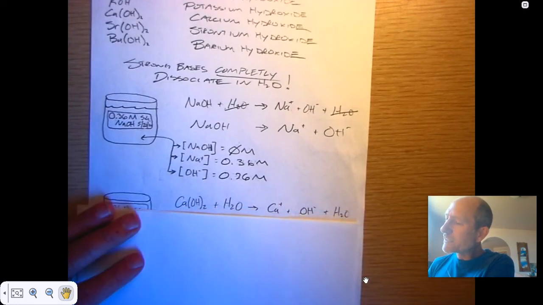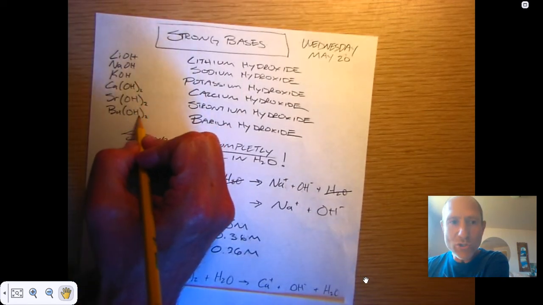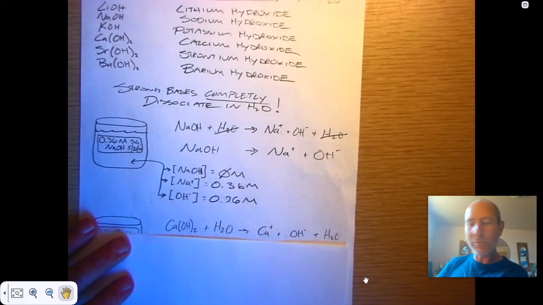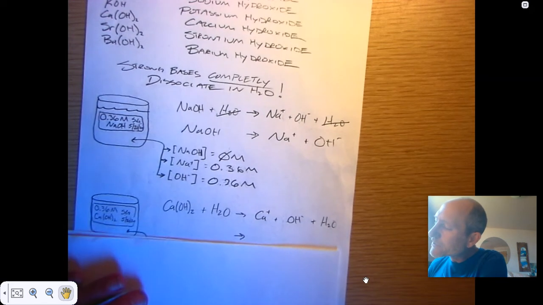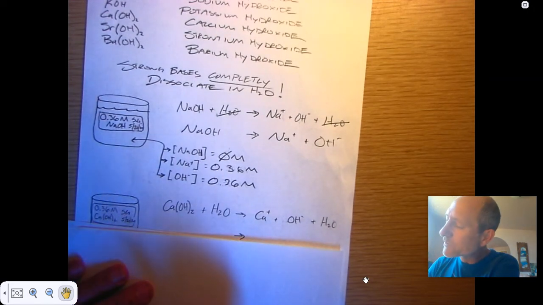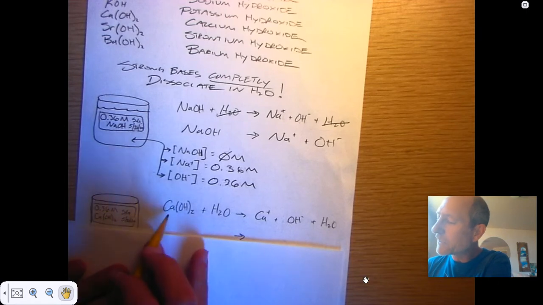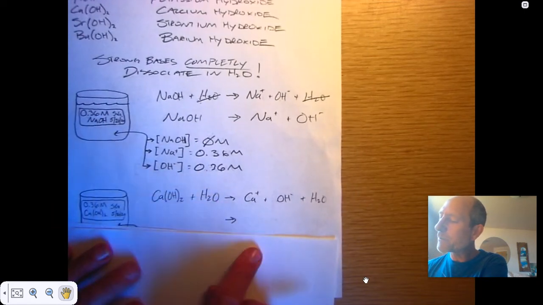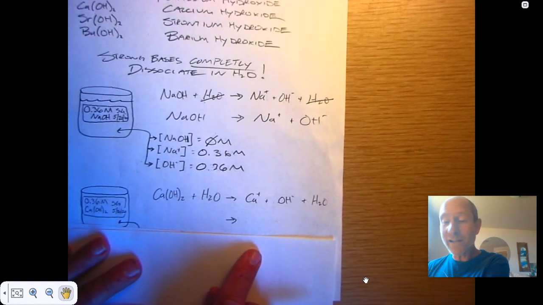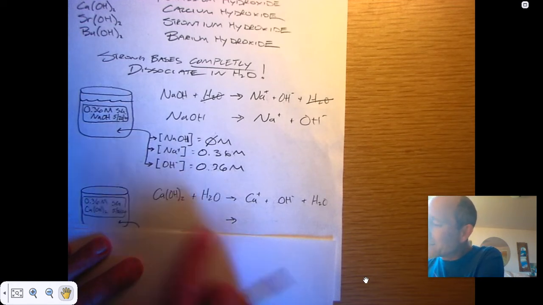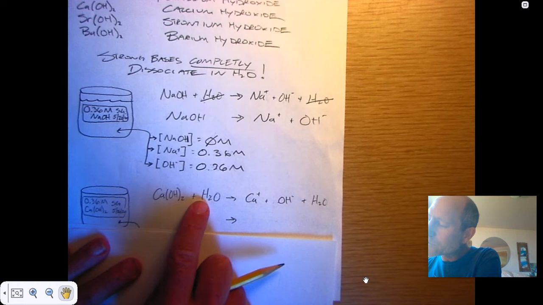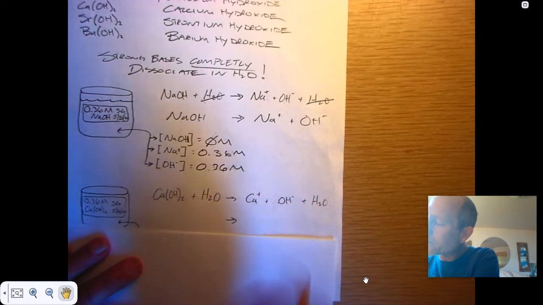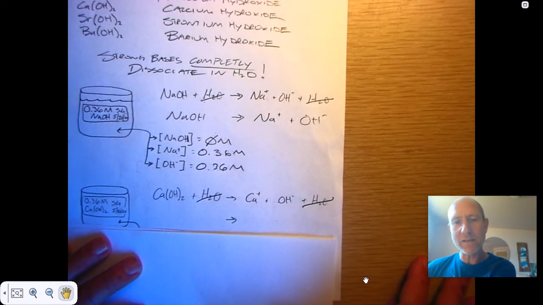Well, what about if we did it with one of these ones that has 2 hydroxides per cation? What about if we did one of those? It would be a little bit different, as you could imagine. So if we started with 0.36 molar calcium hydroxide, then first let's predict what's going to happen here. So we got calcium hydroxide, we're adding it to water, and it's going to break into calcium ions and hydroxide ions. And then the water, nothing really happens to it. It's just gonna kind of be a spectator.